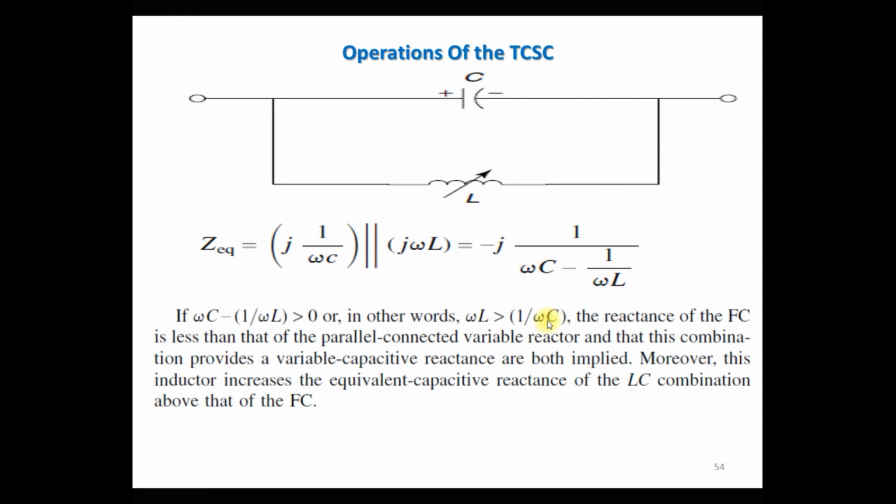So in this case, this combination provides a variable capacitive reactance, and because of this inductor, the equivalent capacitive impedance or capacitive reactance of this LC combination becomes more than the fixed capacitor. So by connecting this inductor in parallel with the fixed capacitor, you can inject reactive power more than the reactive power injected by the fixed capacitor, because here the parallel combination increases the equivalent impedance more than the fixed capacitive impedance.